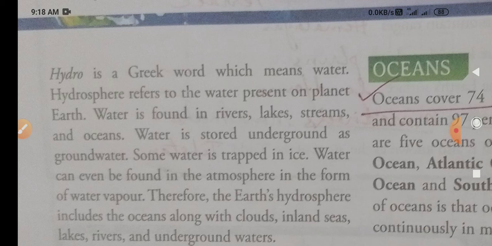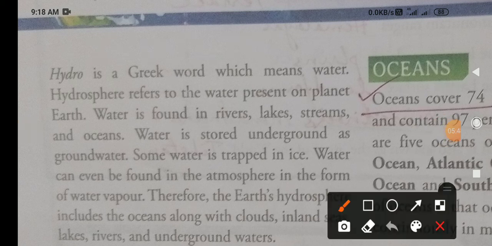Water is found in rivers, lakes, streams, and oceans. So you know that water is found in all the places where they are found. You can see rivers, you can see lakes, also you can find streams. Streams means what? That are smaller rivers. Very small rivers are called streams, and oceans. Besides that, if you dig underground, you can find water also. In your well, borewell, etc., also you can find the water. So they are also part of the hydrosphere.